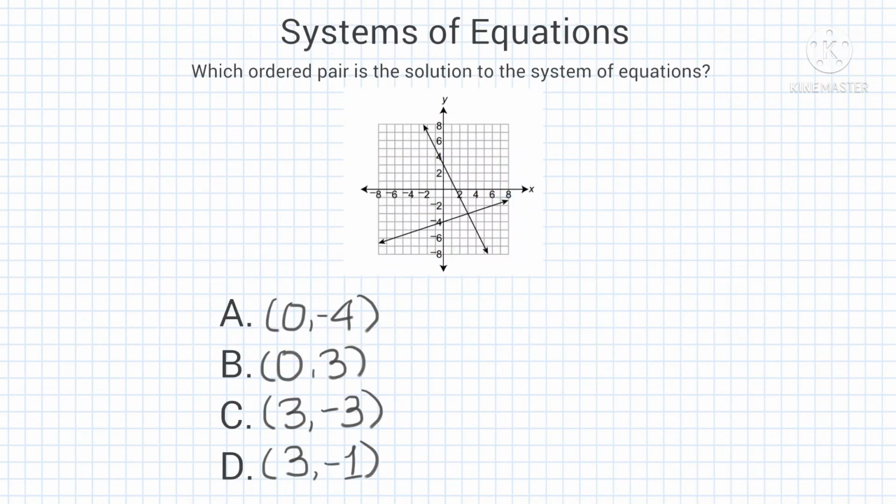Next, we have a graph that models systems of equations. To solve systems of equations on a graph, mark the point where the 2 lines meet. In this case, they meet at (3, -3), so the answer is C.